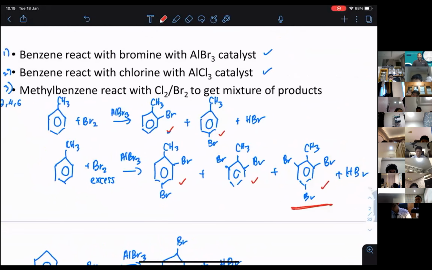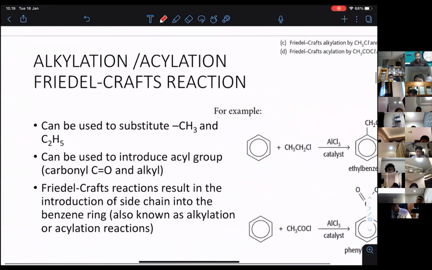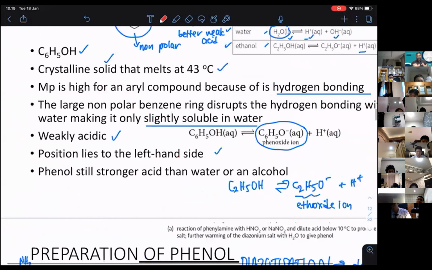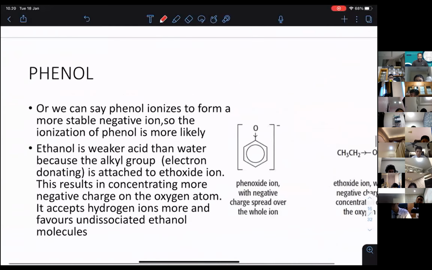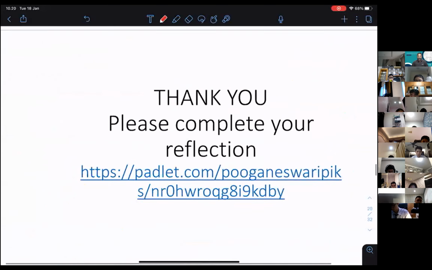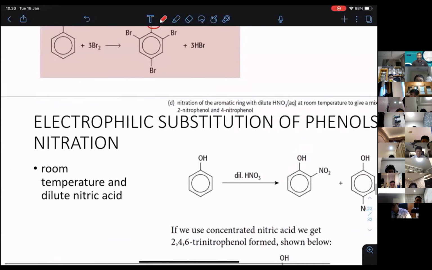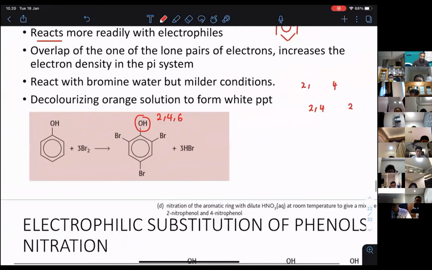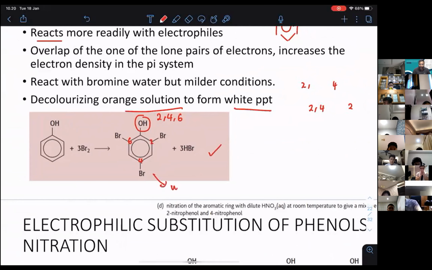Why? Because they are very reactive, so they are not going to go here and there. They will go straight to the point. It means that they will go at position 2, 4, 6 directly, and you will have this. So they decolorize orange water to form a white precipitate. This is going to be the white precipitate, and the reaction will happen.